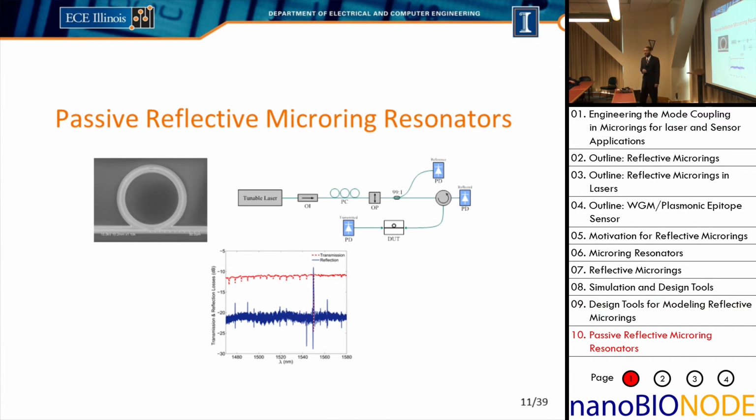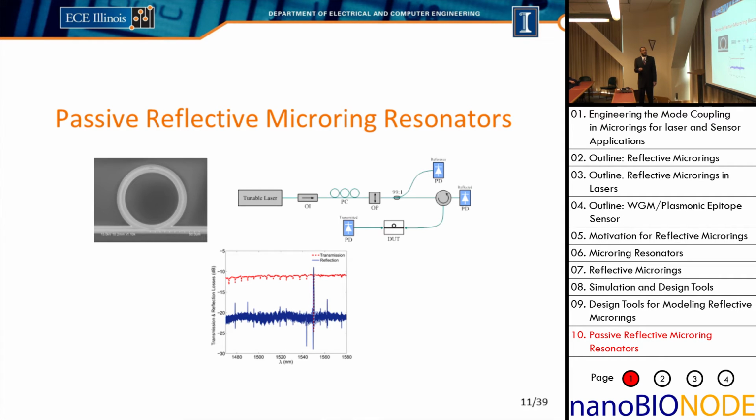Okay, so now let's talk about the structures that we fabricate and how we test them. In our general setup, we have a tunable laser, isolator, and polarization controller. So we can control the polarization, whether we launch TE or TM polarized light into our device under test. This polarizer ensures that the polarization is aligned to the direction that we want.